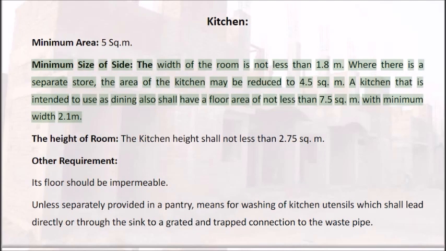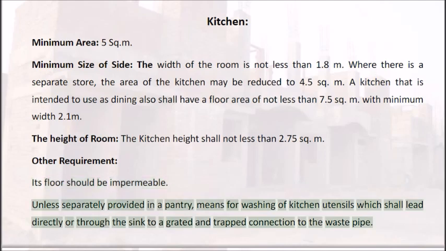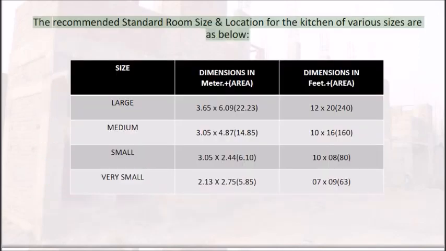The height of room: the kitchen height shall not be less than 2.75 m. Other requirement: its floor should be impermeable. Unless separately provided in a pantry, means for washing of kitchen utensils shall lead directly or through the sink to a grated and trapped connection to the waste pipe. The recommended standard room size and location for the kitchen of various sizes are as below.